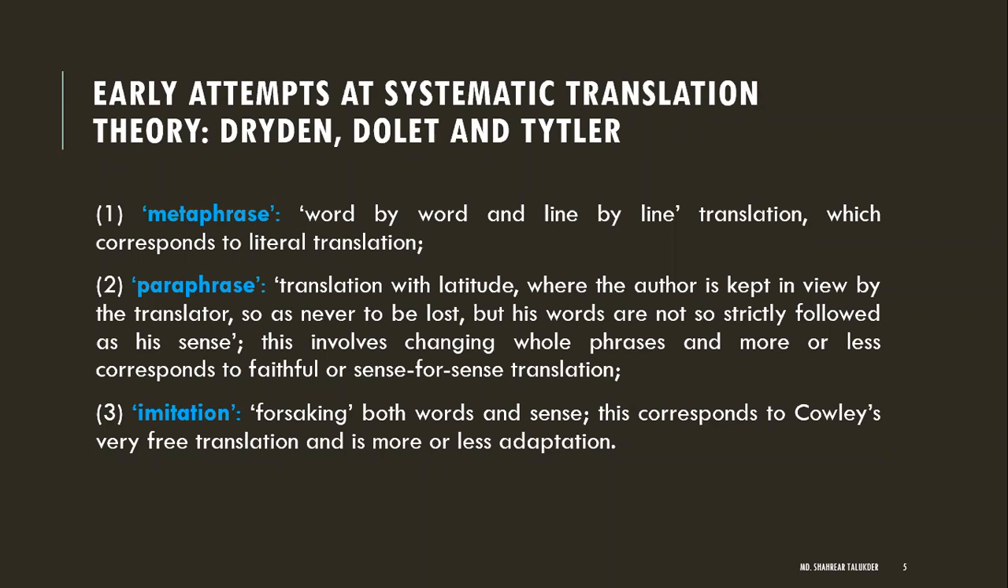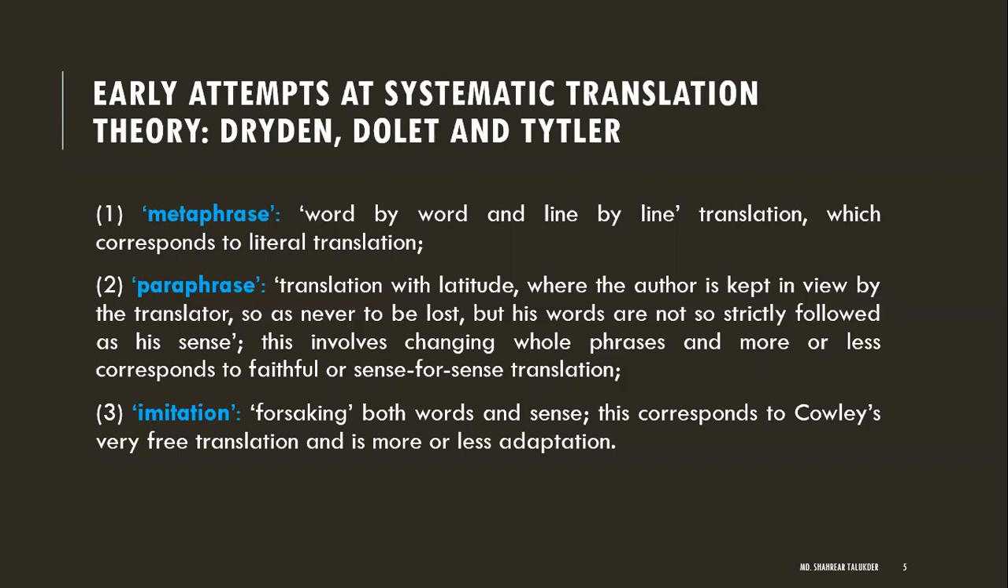Okay, now here we'll have a very brief definition, and that will be enough for us to understand it. What is metaphrase? Metaphrase means word by word and line by line translation, which corresponds to literal translation. So John Dryden has classified translation into these three categories. The first one is metaphrase, that is word by word and line by line translation, which corresponds to literal translation. That means we can call it literal translation. In Bengali we call it akkhorik onubad, that is, line by line translation is metaphrase. Just as it is in the original text, in the target text that I am creating, I keep it exactly the same, word by word, meaning by meaning. So we call this kind of translation literal translation.